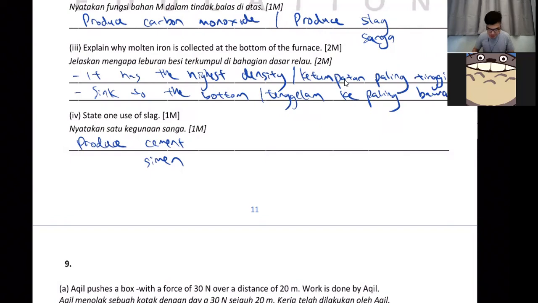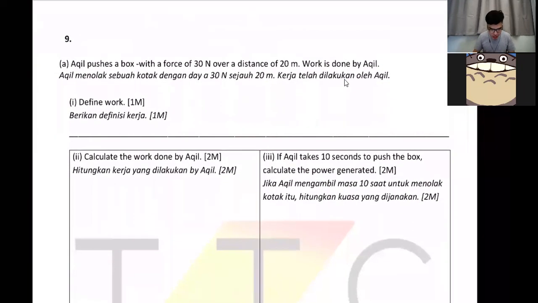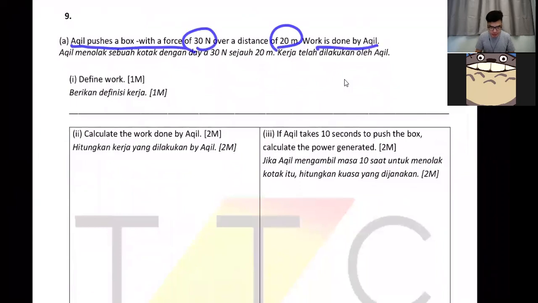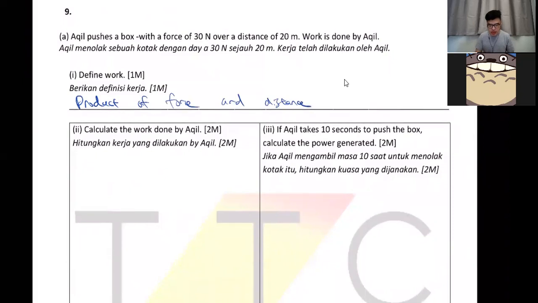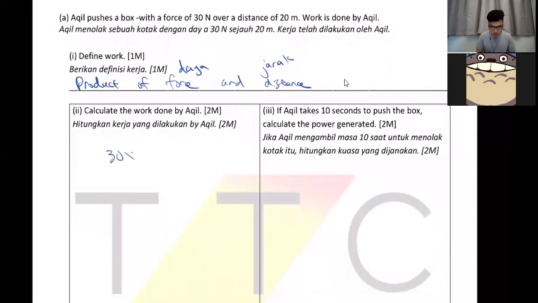All right, so let's move on. I'll try to finish this as much as I can. Akio pushes a box with a force of 30 Newton over a distance of 20. Work is done. What is work? Work is the product of force and distance. Okay, product, daya, jarak. So what's the work done? So it's 30 times 20, 600 joule.